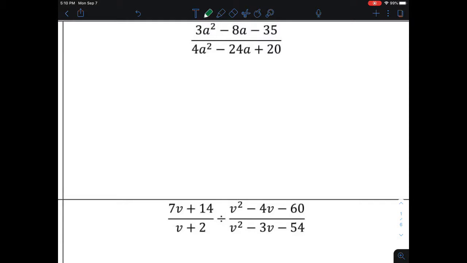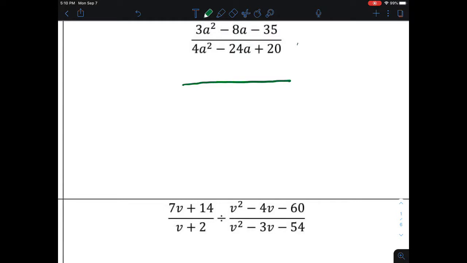It's all in one fraction here. I need to see if I can do some factoring methods to see if we can cancel. So let's try to factor the numerator and denominator to see what we can get. Now, I look for common factors. There's not really much I can do in the numerator, but the denominator has a common factor of 4. So I can help myself out if I pull out 4 and work with the trinomial 4 times a squared minus 6a plus 5.